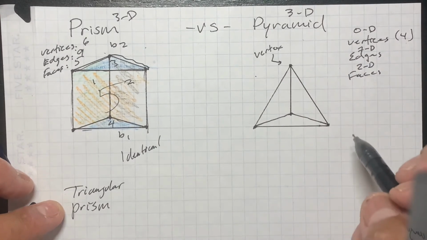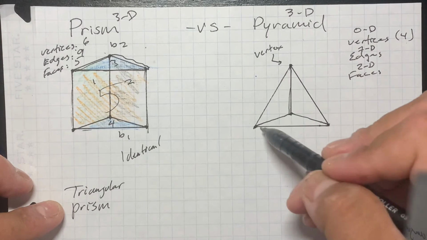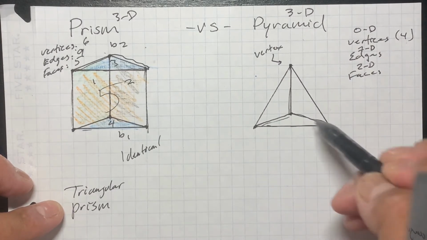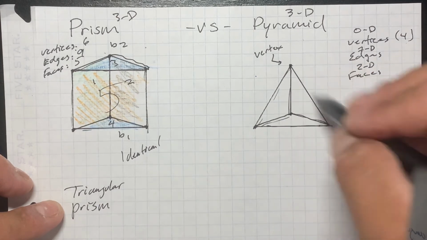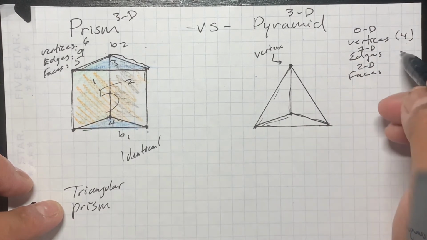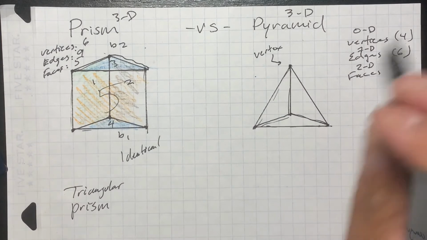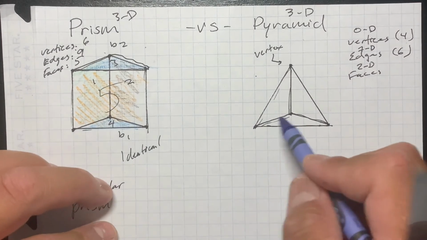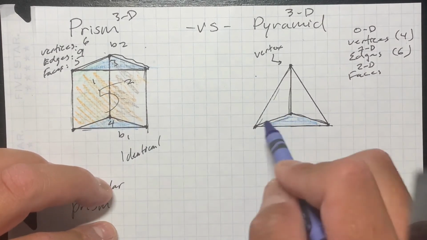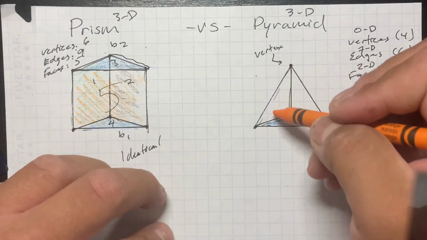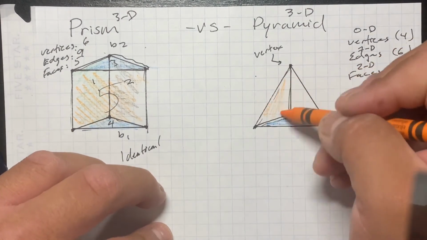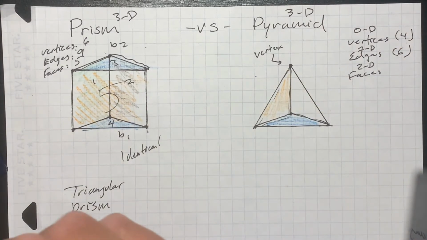How many edges does it have? We have 1, 2, 3, 4, 5, 6 edges. How many faces? Well, I'm going to color the bottom blue. There's 1 face. I'm going to color the left side face orange. I'm going to color the right side face red.